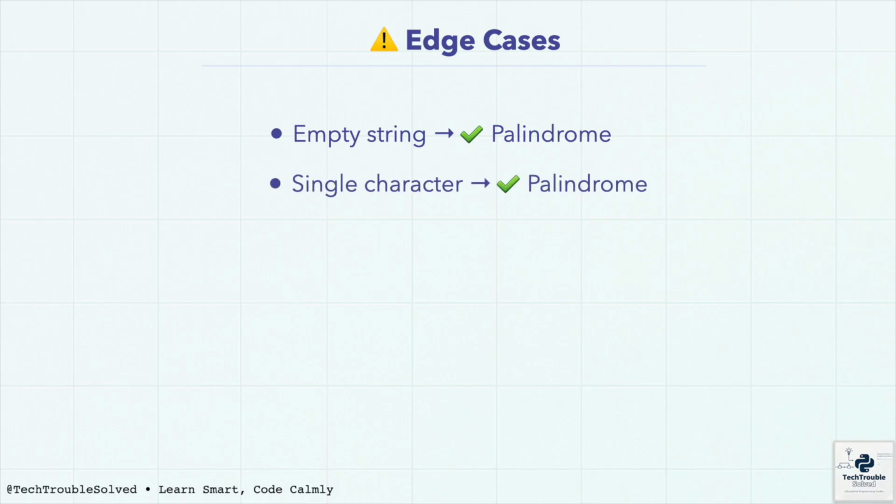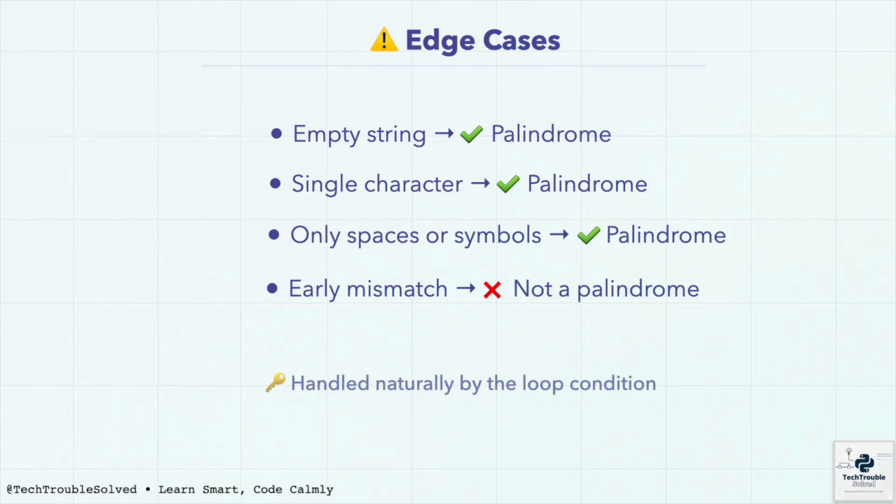Now let's quickly look at some edge cases. If the string is empty, it is considered a palindrome. If the string has only a single character, that is also a palindrome. If the string contains only spaces or symbols, once we skip them, there is nothing left to compare, so it is treated as a palindrome. But if we encounter an early mismatch, the string is not a palindrome. All of these cases are handled naturally by the loop condition.